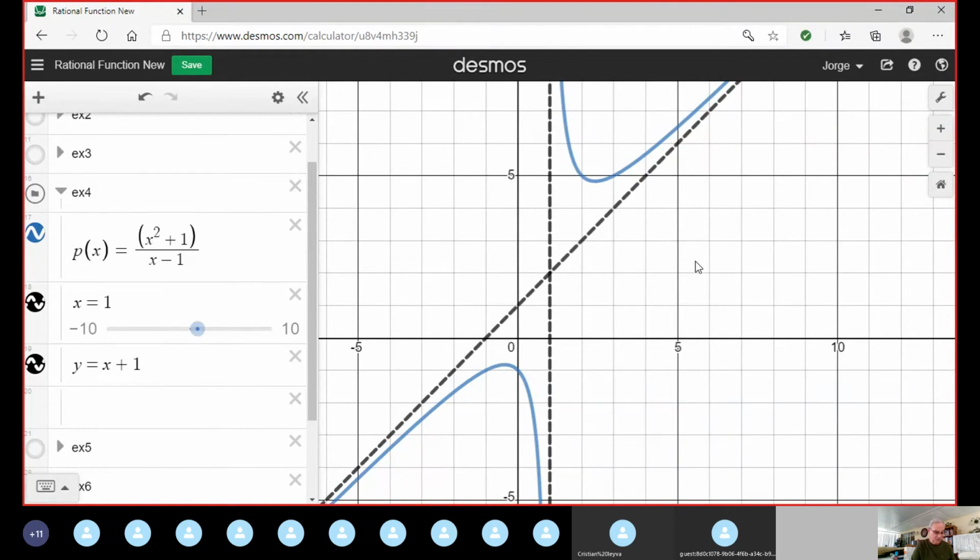Okay, let's see another example. Another example of determining the slant asymptote. It's clear now, look in the Desmos simulation.